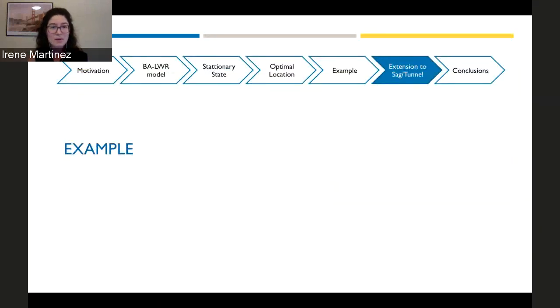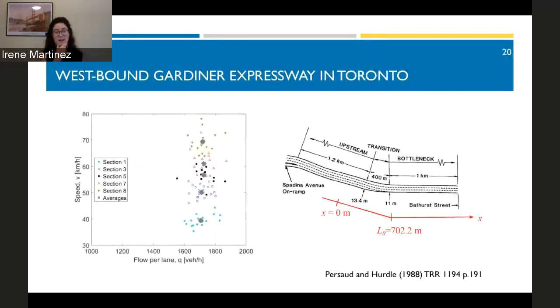Now I present an example from an existing freeway, and the data has been published, so I didn't collect it. It's on the westbound Gardiner Expressway in Toronto, where there's a lane drop bottleneck, and the parameters have been calibrated. And here on the left-hand side, we see different colors, speeds at different locations. So we see that the speed changes over the distance, but the flow rate is more or less constant. That means that it's a stationary state. And because it's downstream of the bottleneck, it's a bounded acceleration stationary state.